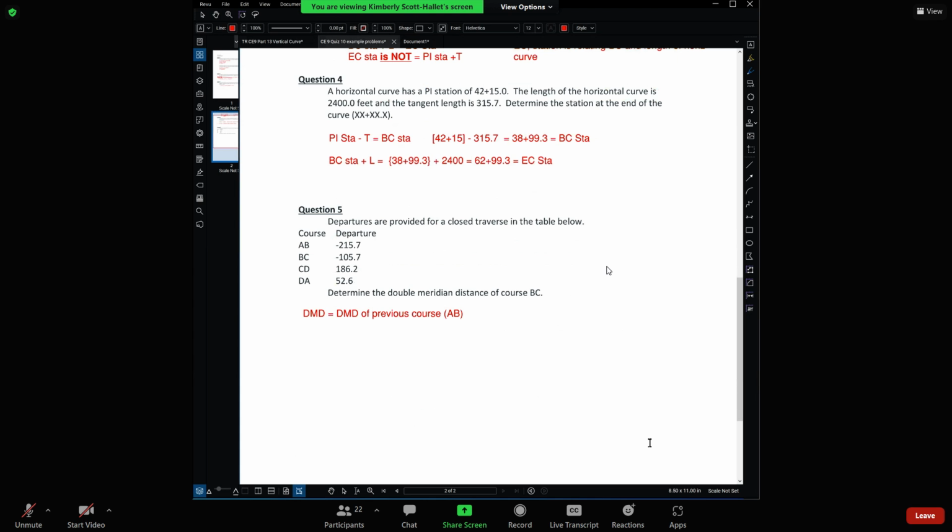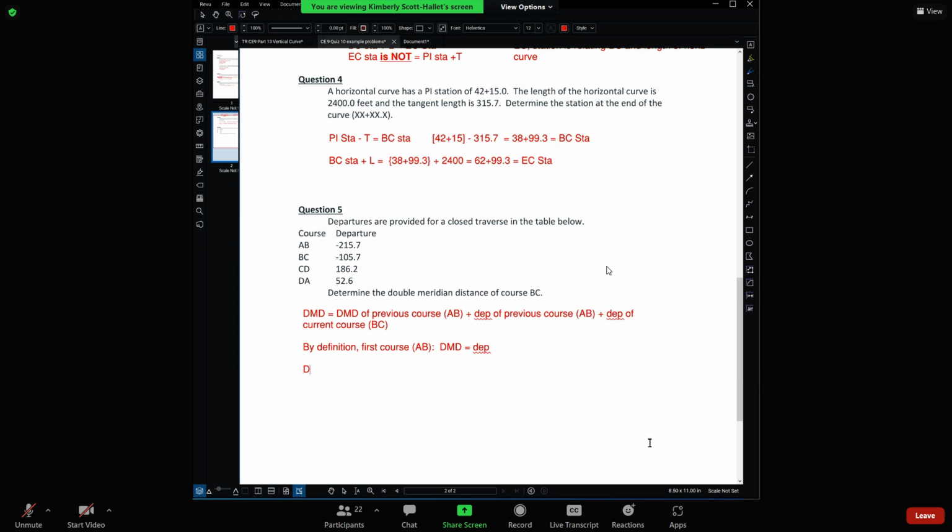I'm going to take the double meridian distance of my previous course, that's going to be course AB, plus the departure of my previous course. Again, that's course AB, plus the departure of the current course, and that's going to be course BC. By definition, your first course double meridian distance is always going to be equal to that departure.